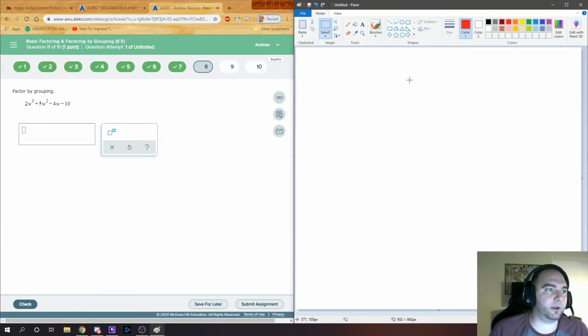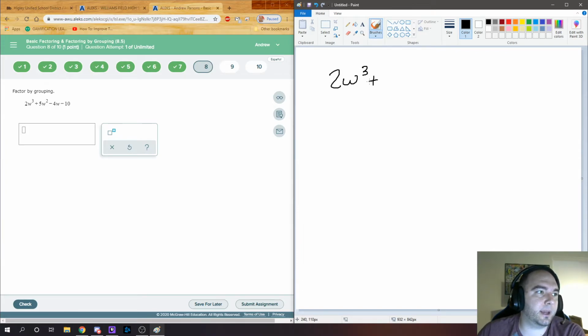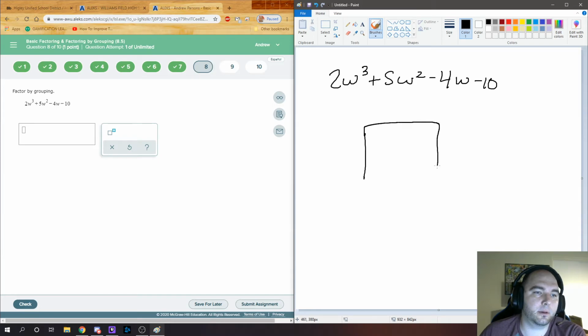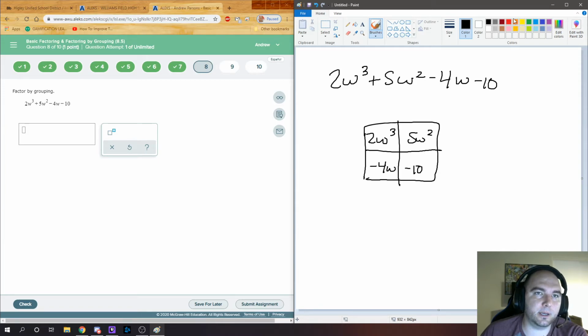All right, here's another one. And this one has negative signs on it. So me would be saying, oh, okay, I should expect some negatives to be part of my answer. You can't make a negative in an expression without using some negatives in the middle of the problem, or the factors, I should say. Okay, so I'm writing my little 2x2 grid. 2w to the 3, 5w squared, minus 4w, minus 10.